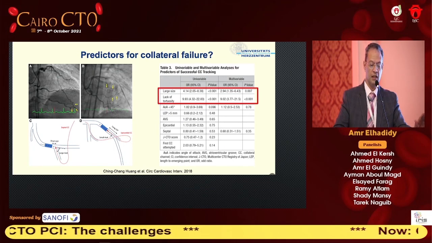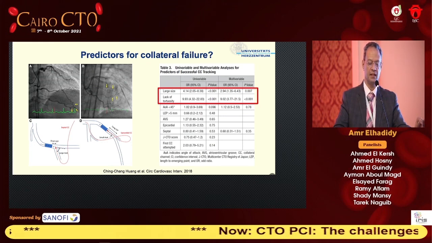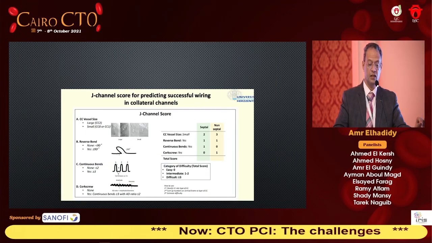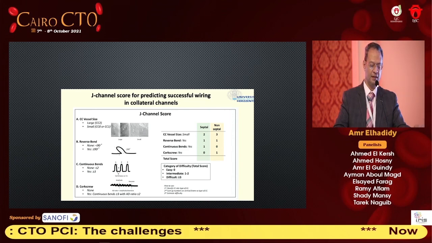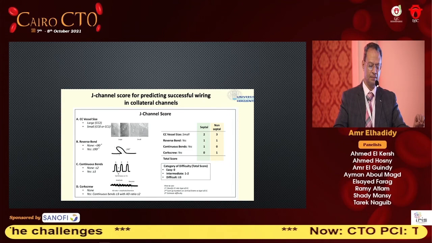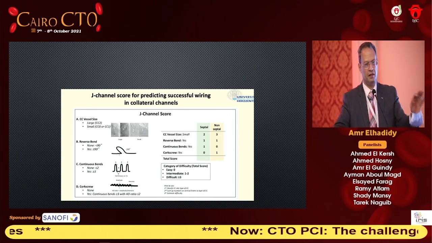The predictors of collateral failure are very important. If you have a larger size and lack of tortuosity, the case will be successful. The J-channel score is a channel score for successful wiring. If you have a bigger collateral size, it is better. A reverse bend of less than 90 degrees or a continuous bend is riskier, and then we have the corkscrew, which is more difficult to cross.